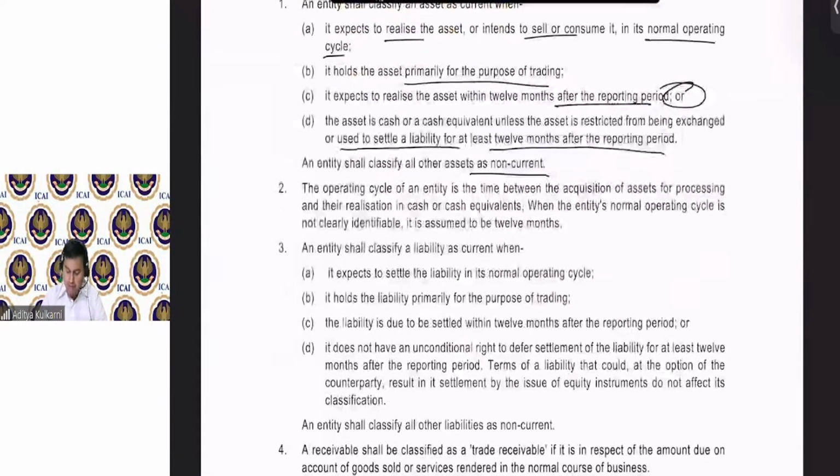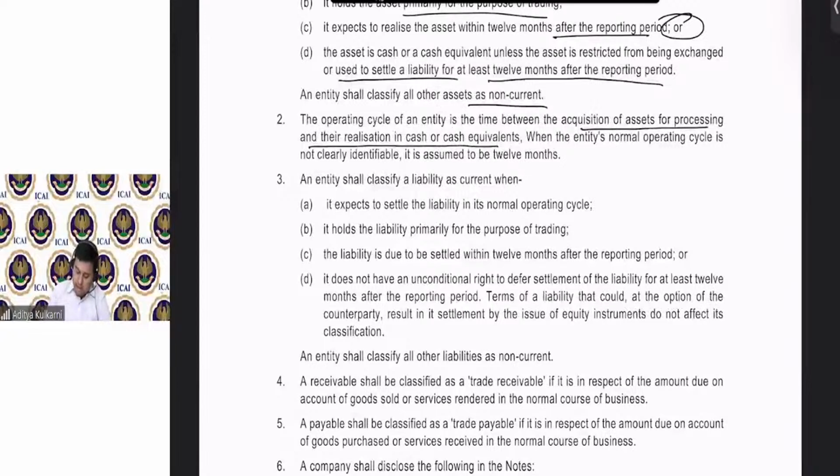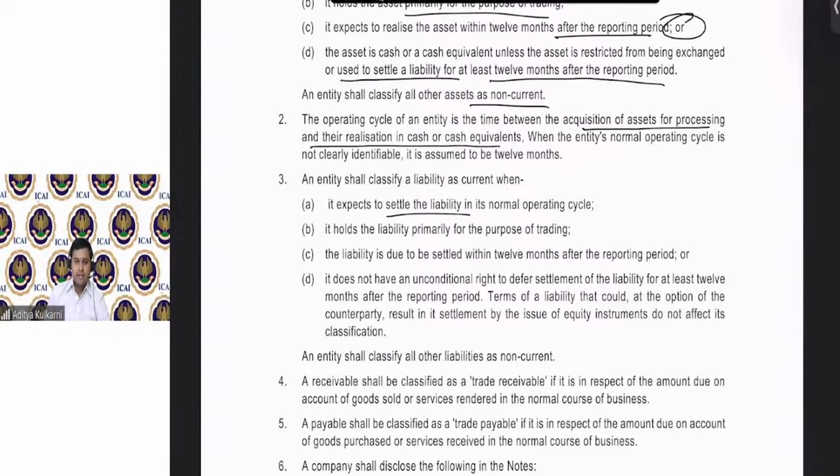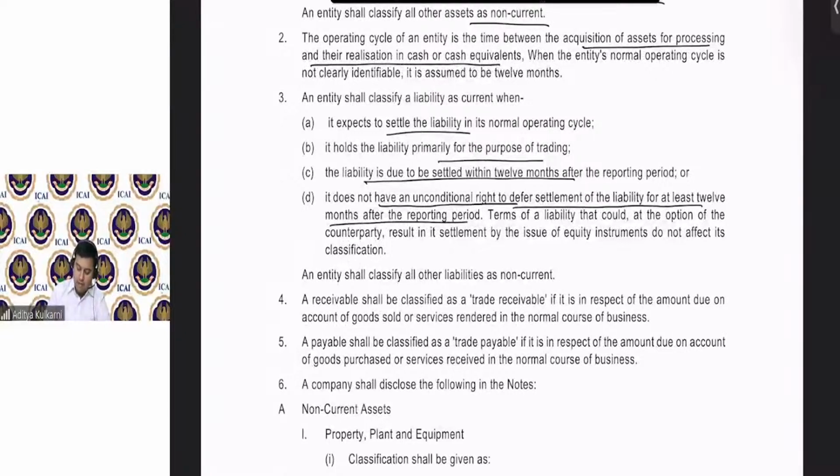The operating cycle of an entity is the time between acquisition of assets for processing and their realization in cash or cash equivalents. And where you are unable to identify it, it will be assumed to be 12 months. Okay. A liability is a current liability when you expect to settle in the normal operating cycle, or if it is held for the purpose of trading, due to be settled within 12 months, or does not have an unconditional right to defer settlement for at least 12 months after the reporting date. So if you meet any one condition, it becomes a current liability. An entity shall classify all other liabilities as non-current. Okay, so this is something which you already are aware of.